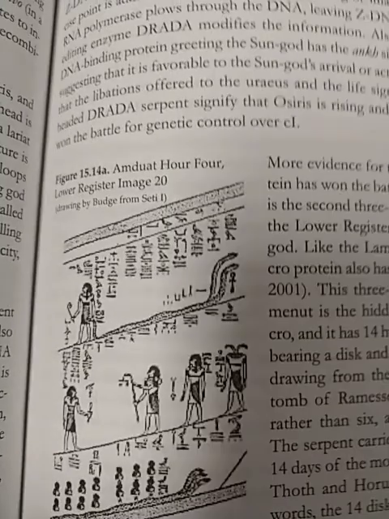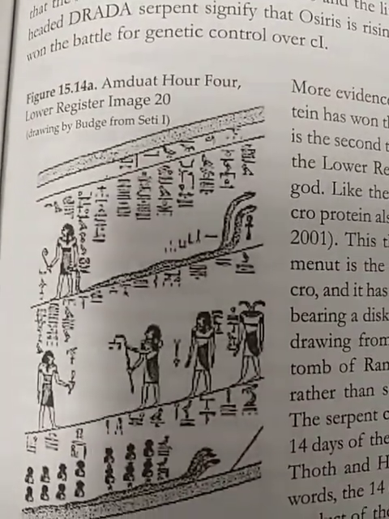We can conclude that the liberation offered to the Uraeus and the life sign beneath the three-headed DRADA serpent signify that Osiris is rising and that Cro protein has won the battle for genetic control over CI. Picture of lower register image 20.